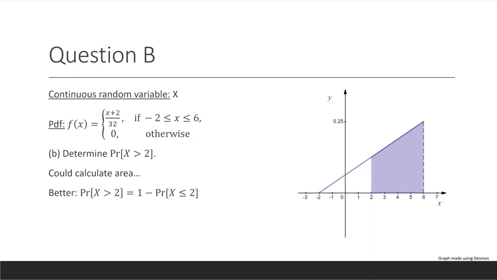But wait, you say, we don't know what the probability of x less than or equal to 2 is. But we do, because the probability that x is less than or equal to 2 is the same as the probability of x less than 2, and that's because we are dealing with a continuous random variable. I will refer you to question A. So, since we already know from part A of this question what the probability that x is less than 2 is, we plug that in to get 1 minus 1/4 is equal to 3/4.